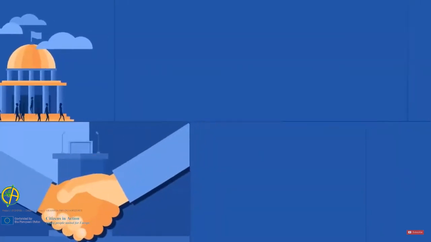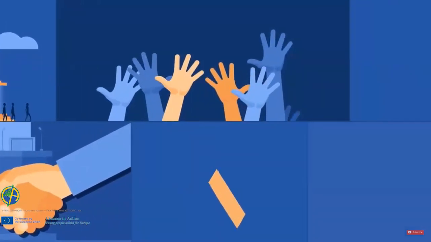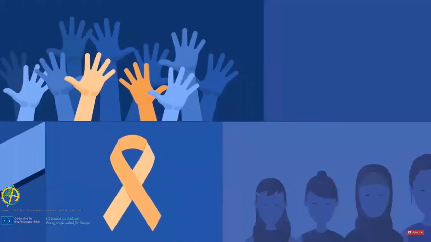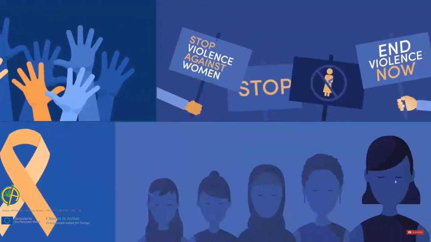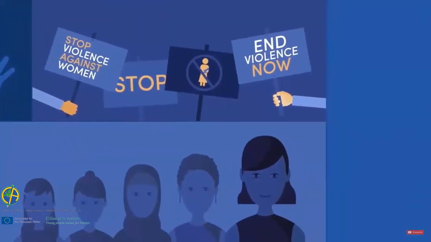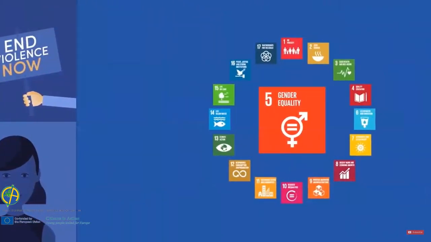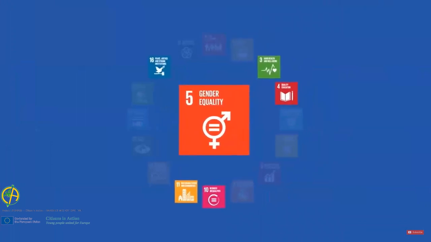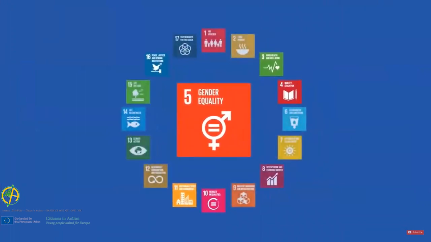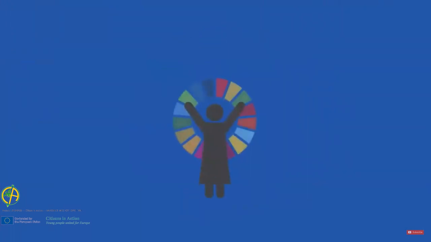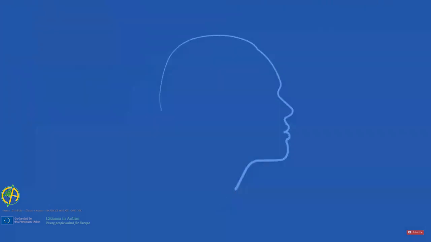UN Women is committed to this cause and works with governments, national actors, women's organizations, and the civil society to end violence against all women and girls. The international community recently agreed that ending violence against women and girls is an important target for a sustainable future and a crucial matter to achieve the SDGs. During this process, we must make sure that we reach the last woman.